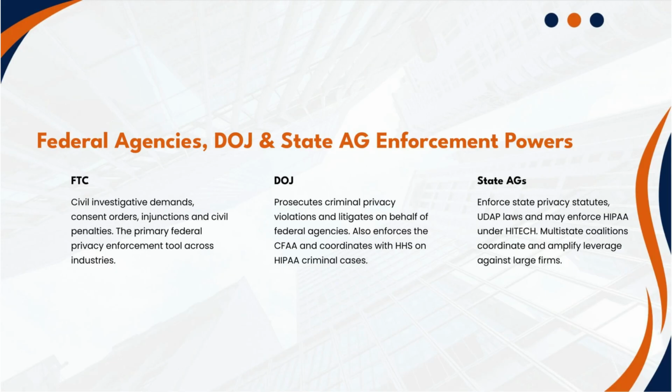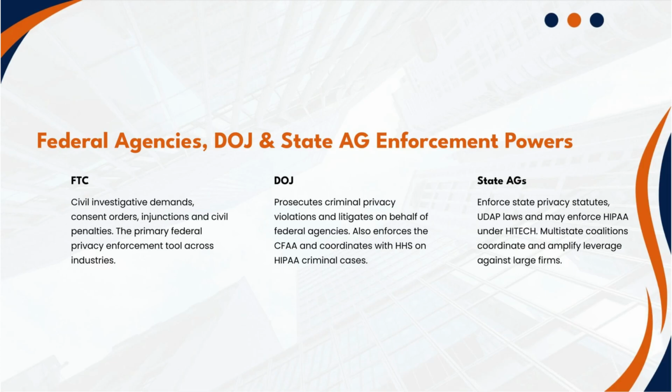Rule violations carry penalties. Section 5 alone generally doesn't. DOJ handles criminal prosecution and litigates on behalf of federal agencies in court. When the FTC needs to collect penalties, DOJ often files the case. State AGs are different animals.